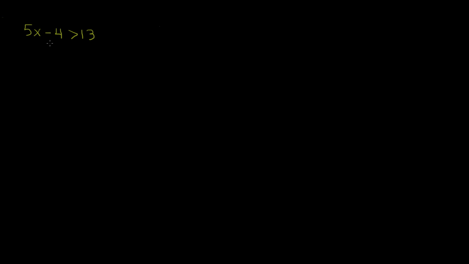Now we know that the first step is to add the 4 onto both sides so that we can get rid of the minus 4. So if we add 4 on both sides, remember, just like a linear equation, you would add it on both sides to keep the balance. So negative 4 and positive 4 would cancel each other out, and we'd be left with 5x is greater than 17. The next step is to divide by 5 on both sides, so we can get x all by itself.